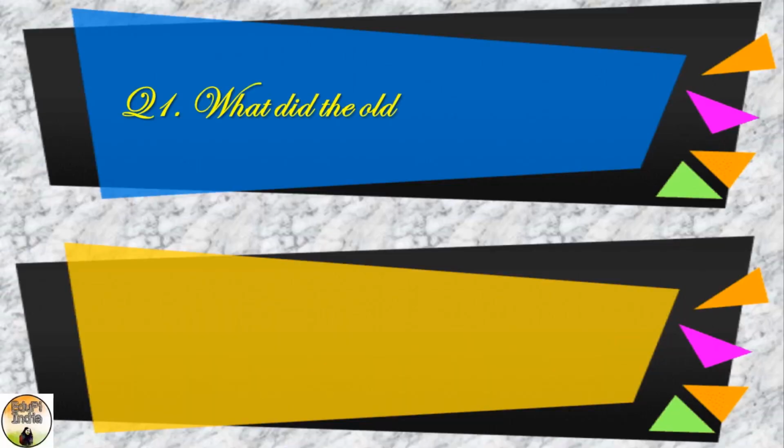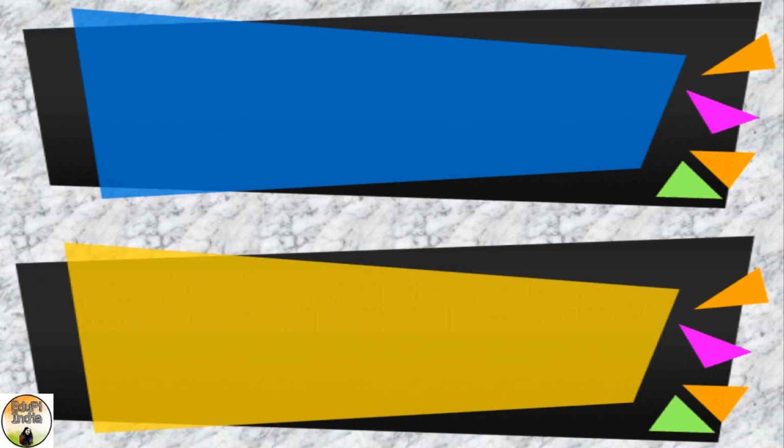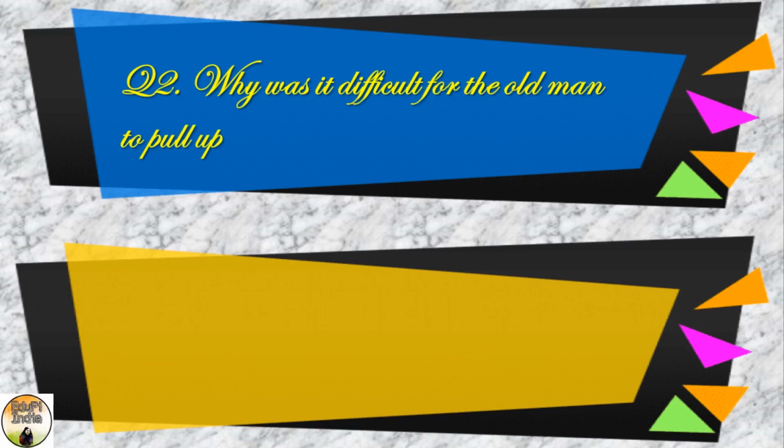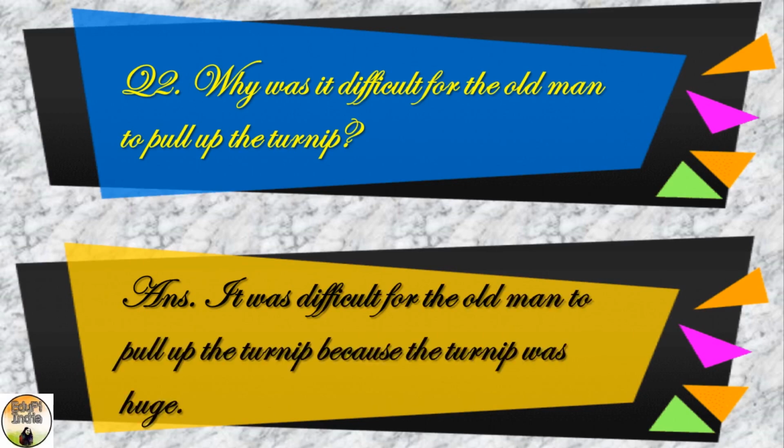Question number 1 is, what did the old man plant? Now here in question we can see did, so the verb form will be changed into past tense. Answer, the old man planted turnip seeds. Question number 2 is, why was it difficult for the old man to pull up the turnip? Answer, it was difficult for the old man to pull up the turnip because the turnip was huge.